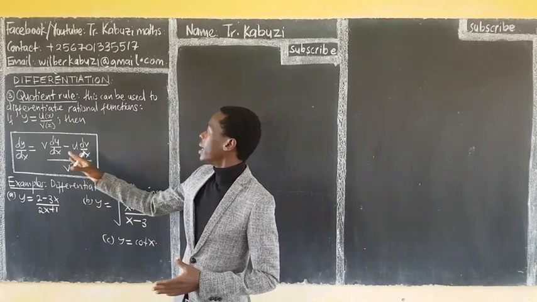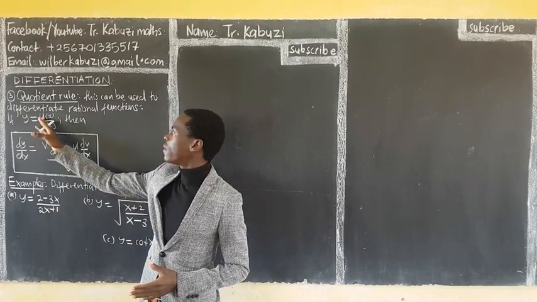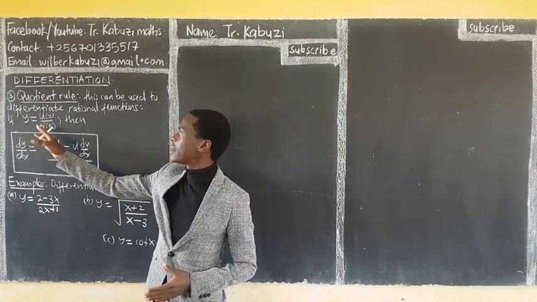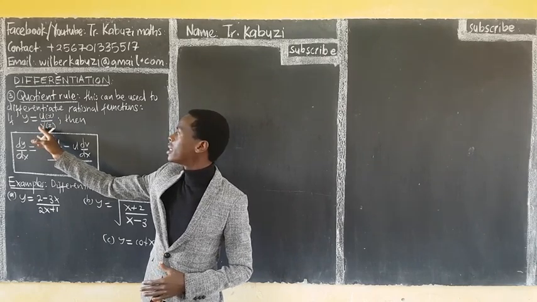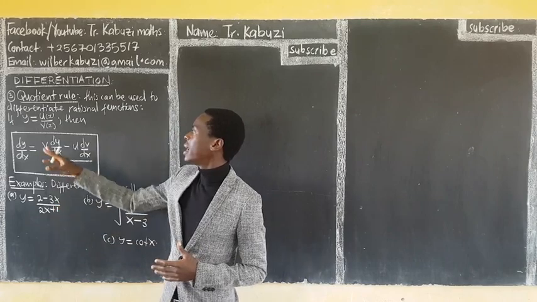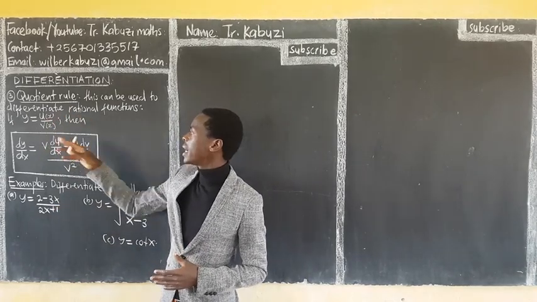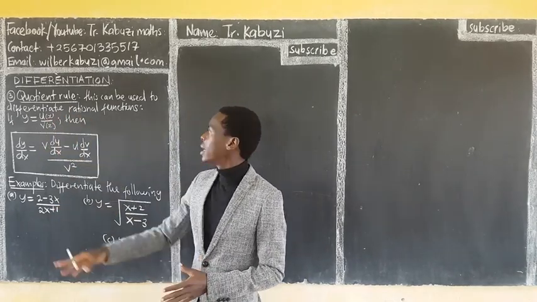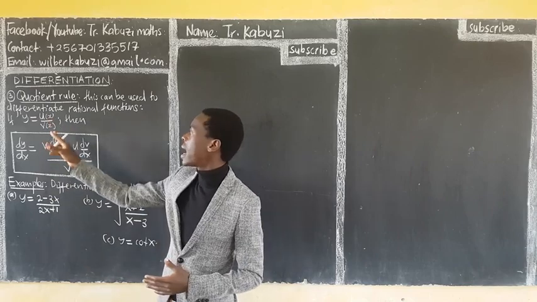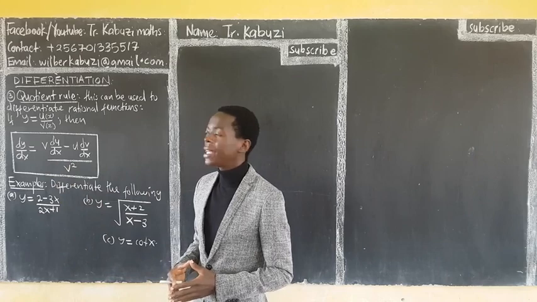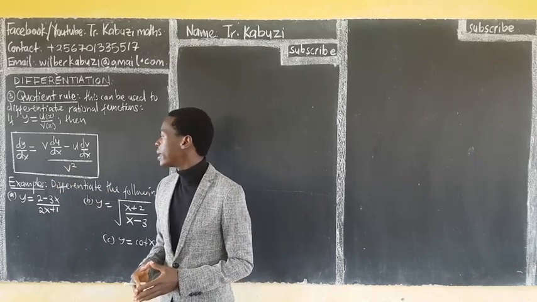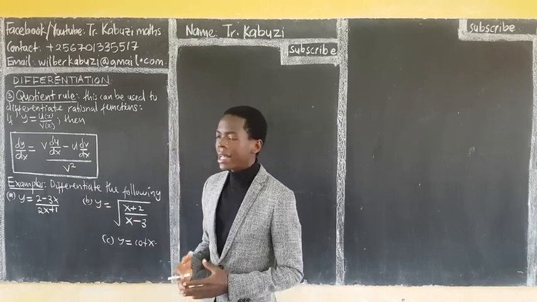If we have a function of x, u, divided by a function of x, which is v. Strictly, u is the upper function and v is the lower function, even when we are choosing. So this is how we differentiate those two functions. Let us see some examples: differentiate the following.